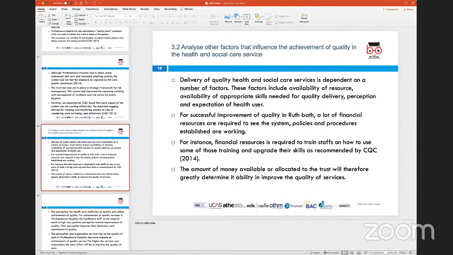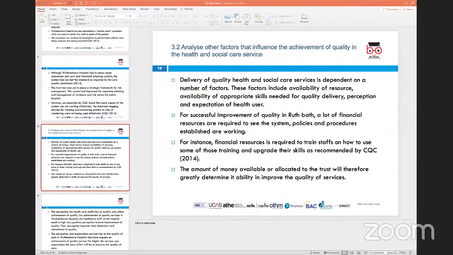Now, the next bit that we talk about is in relation to looking at the second assessment criteria, which is analyzing some of the factors that influence the achievement of quality in health and social care services. Here we are going to be looking at factors which are responsible for, or influence, how quality is achieved, or how quality procedures are implemented within the organization. When we talk about delivery of quality in health and social care services, it could be dependent on a number of factors.